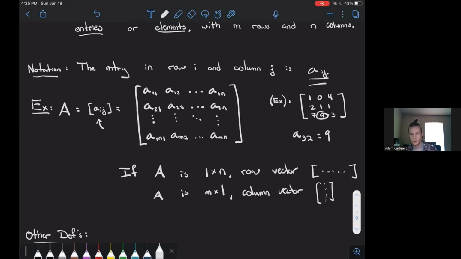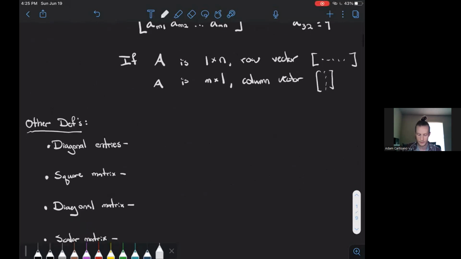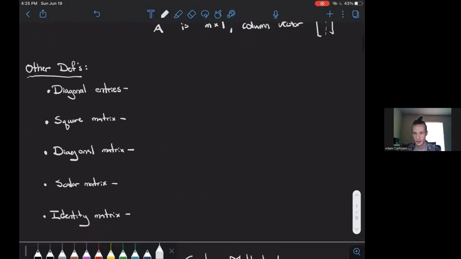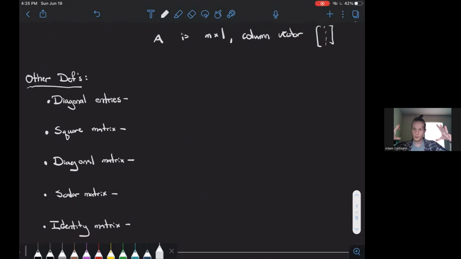And so you'll see matrices are kind of like generalizations of vectors. We've been dealing with row vectors and column vectors for the last two chapters, and now we're upgrading to matrices. Let's just get some other definitions out of the way. We're going to talk about more and more specific types of matrices that you might find.